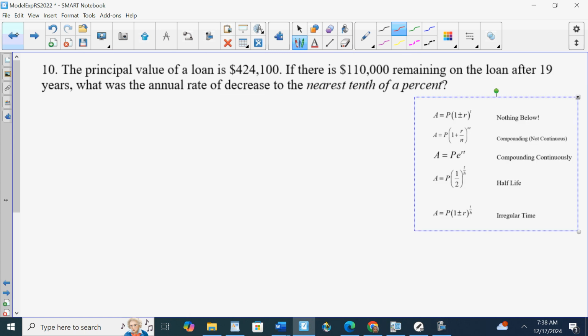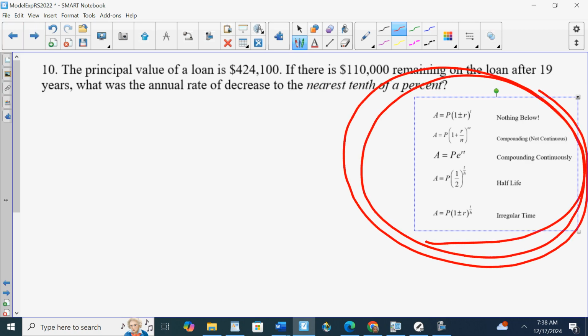That's it. That's what you need to know. If you don't know your formulas, you are toast. So make sure you know your formulas and practice, and goodbye.